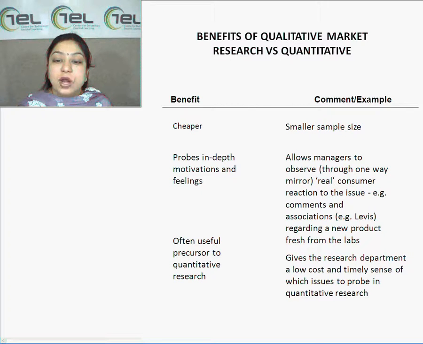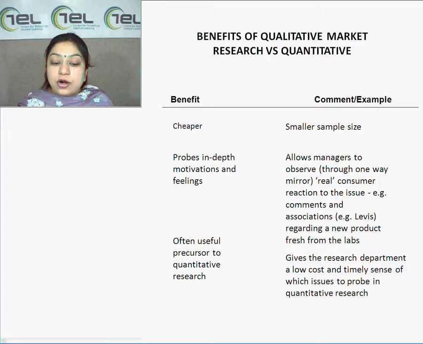Now, what are the benefits of qualitative research and research done by quantitative? Qualitative is cheaper, just because it is smaller in size, and it probes in depth the motivators and the feelings. It allows managers to observe through a one-way mirror the real consumer reaction to the issue, for example comments and associations. For example, with Levi's, people are more associated with that particular product.